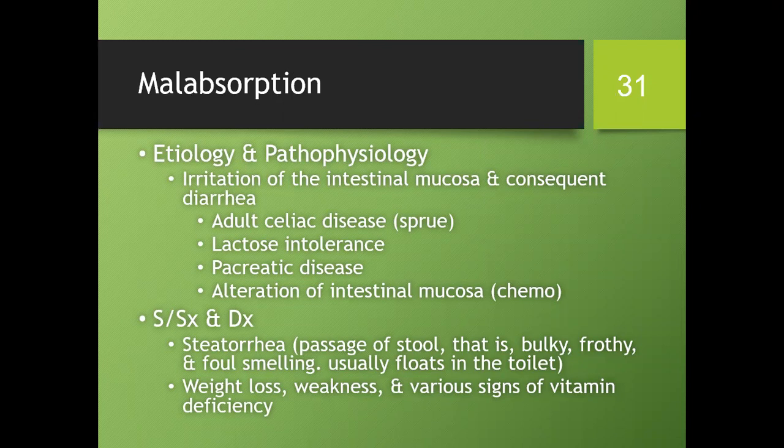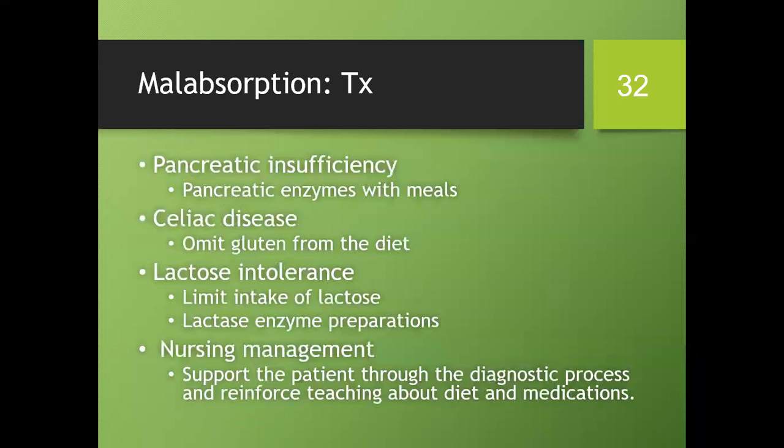Malabsorption, people have steatorrhea. They may experience weight loss, weakness, various signs and symptoms of vitamin deficiencies. How do we treat it? Well, if it's a pancreatic problem, we give them pancreatic enzymes, right? They have to take them with every meal. So if we're having them eat 6 meals a day, they're taking it 6 times a day, 3 times a day if they're doing 3 meals a day. So ACHS, just like blood sugars, pancreatic enzymes are before meals and at bedtime.